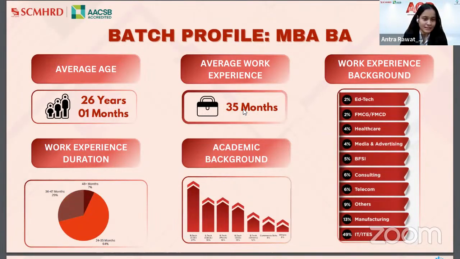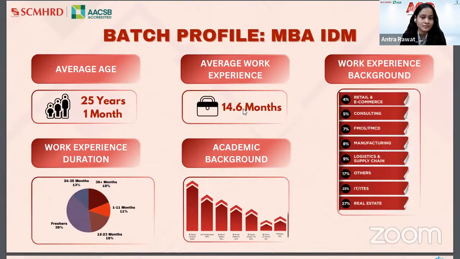For the MBA in Business Analytics, the average age is 26 years and 1 month, and the average work experience is 35 months. The various backgrounds that work experience students come from are FMCG, healthcare, media and advertising, consulting, etc. Moving ahead. The batch profile for MBA in IDM: the average age is 25 years and 1 month, and the average work experience is 14.6 months. The various experience backgrounds that WorkX people come from are retail and e-commerce, manufacturing, and real estate. So moving ahead.